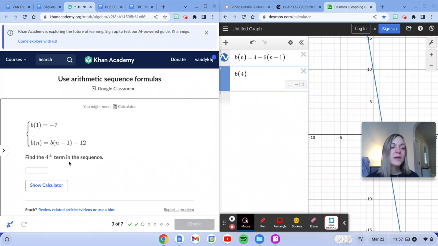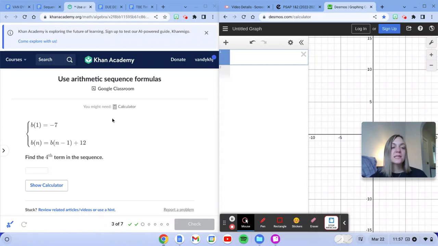Lovely. All right, we've got one more of these, which is fantastic. I was hoping that we would. So again, it's saying that the first term is negative 7. And I know from this out here that I'm going to be adding 12 every time. That's what my sequence is telling me to do. Find the fourth term in the sequence.